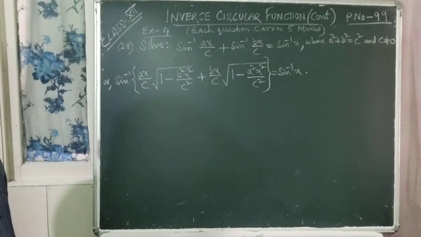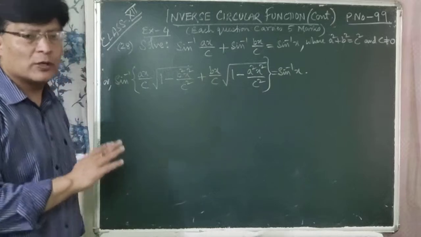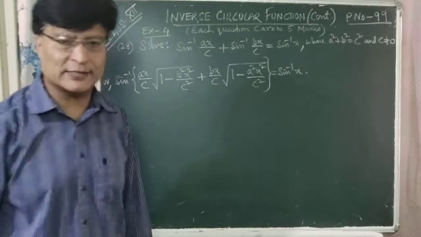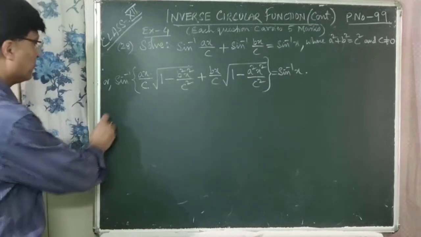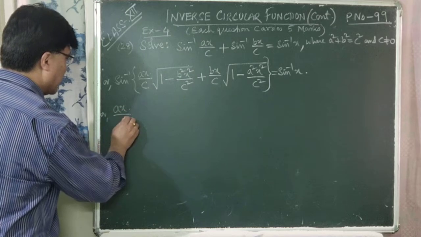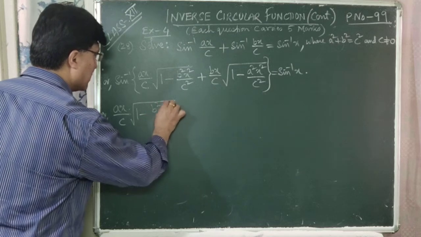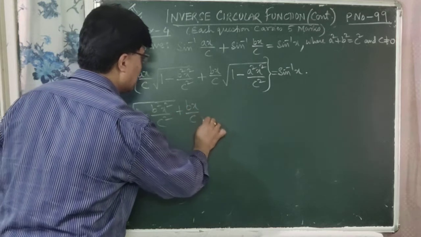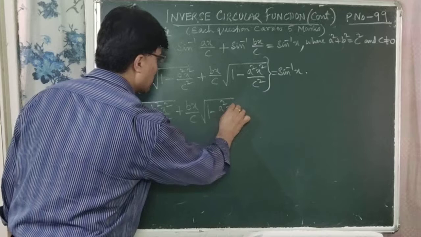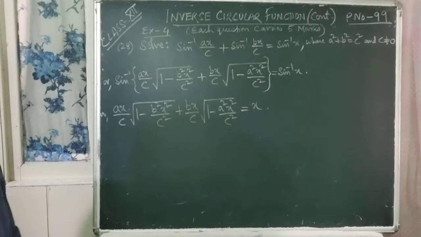So I think you have understood it. Okay. Now in the next step, what will you do? You can cancel sine inverse from both the sides. That means you don't have to write sine inverse in the next step. Okay. So what do we get? ax by c, then root under 1 minus b square x square by c square, plus bx by c root under 1 minus a square x square by c square is equal to only x. So I think you have understood it.